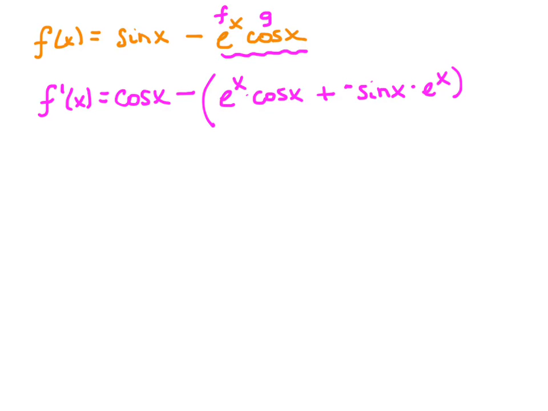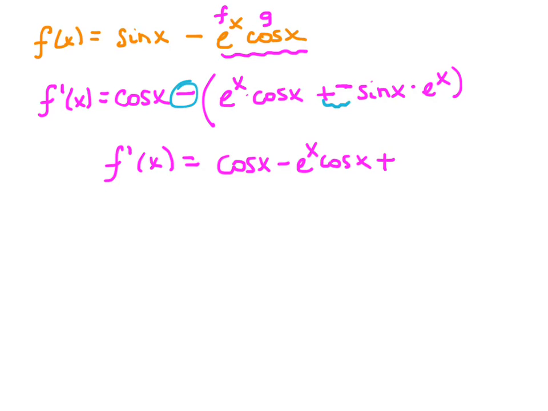Not much we can do to simplify this except to distribute this negative sign. So f prime of x is equal to cosine x minus e to the x cosine x. And then if I multiply the minus sign times this right here, which is plus a negative, that negative times the negative will make that plus e to the x times sine x. And that's your derivative. One last example.